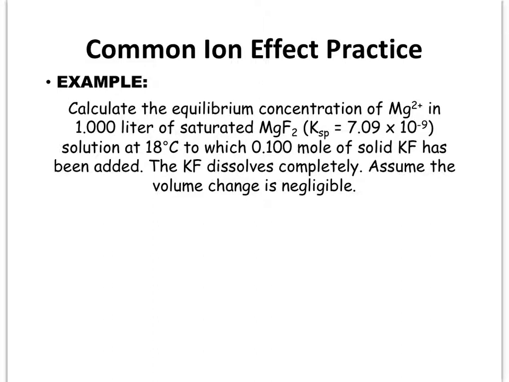So let's look at an example of a common ion effect problem here. In this case, this wants us to find the equilibrium concentration of the Mg2+ in a solution of MgF2, and they gave me the Ksp for it, but they're telling us we have 0.100 moles of solid KF being added. We're assuming that the KF dissolves completely and that any volume change associated with the addition of a solid here is negligible. Okay, so our volume is essentially staying the same.